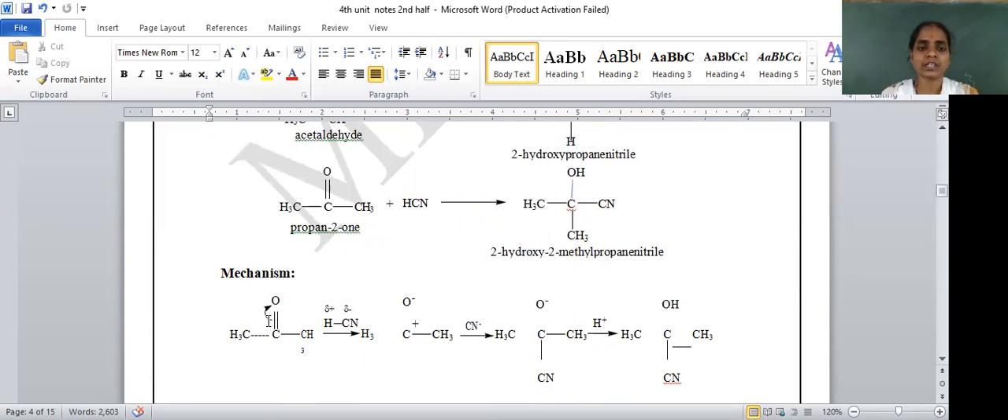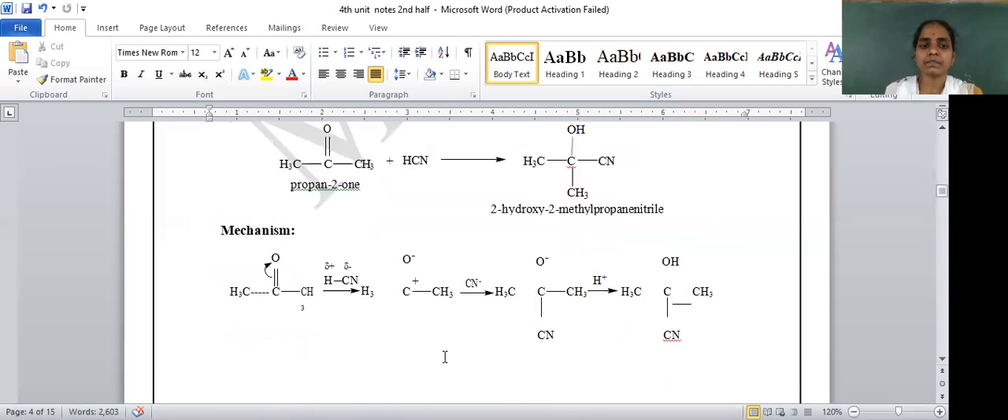hydrocyanation. First the pi bond breaks, forming O negative. When it is losing the electrons, a carbocation is forming, and the CH3 makes a bond with the O negative, and with the hydrogen it forms an OH group. So a hydroxy group is forming, with H plus and O negative. That means the electrophile H plus is attacking, forming an OH group. So this is the mechanism involved.